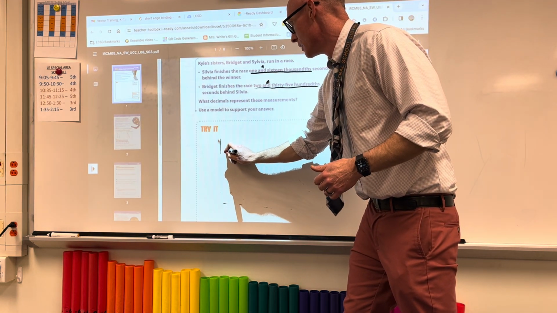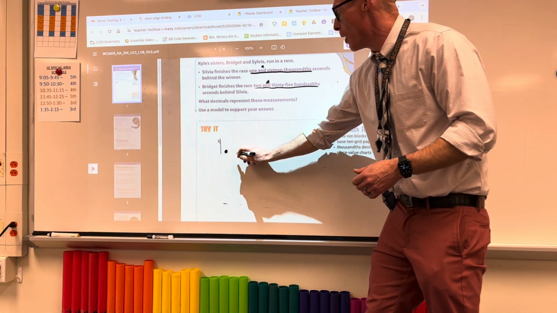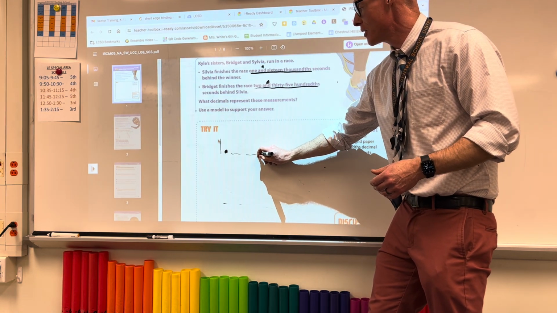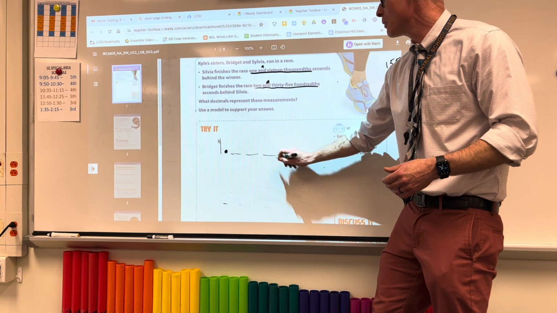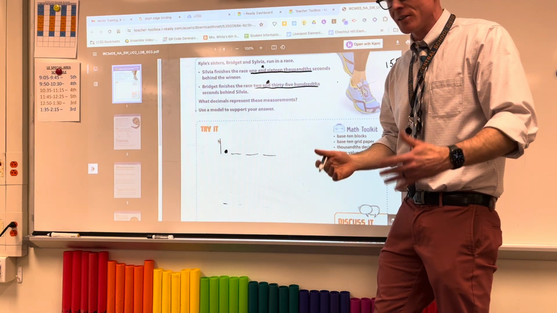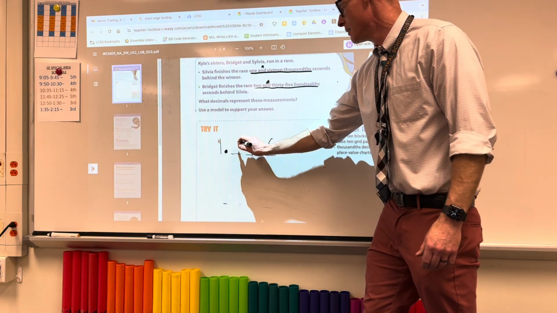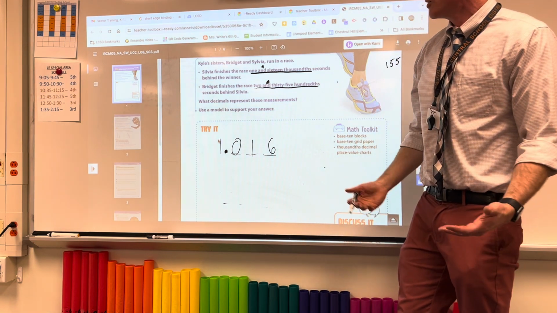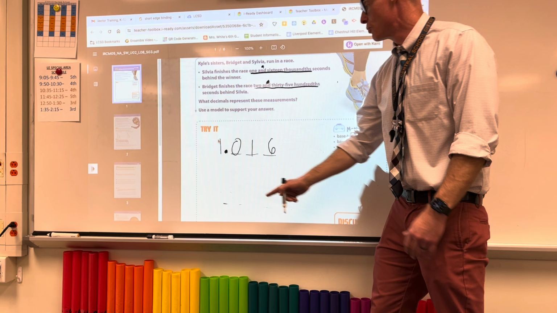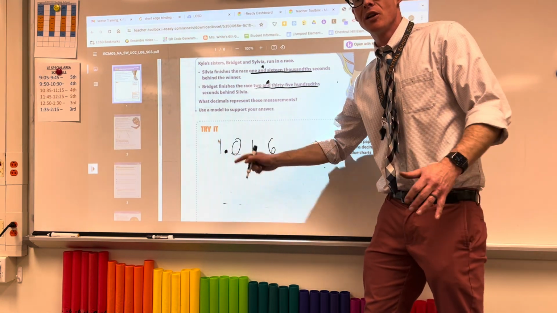Okay, 16 thousandths. So we know we can't end at the tenths, we can't end at the hundredths, we have to end at the thousandths. 16. So what's the last number in 16? A 6. And what do you put there? A 0. So in other words, 1 and 16 thousandths is written 1.016. Don't forget that 0 in the tens place.